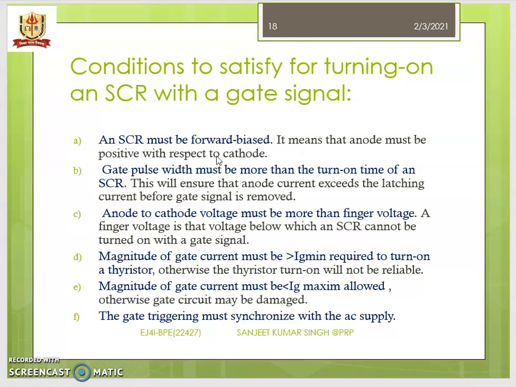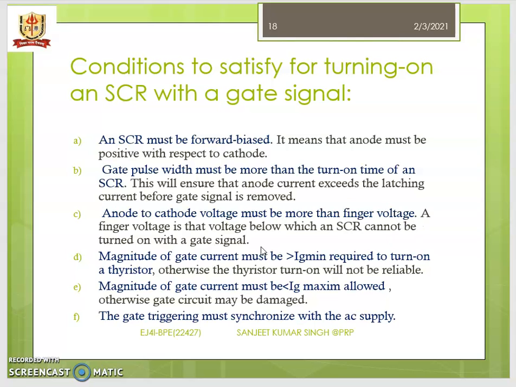Before that, we will see what are the conditions that must be satisfied in order to use the gate signal for turning on SCR. First and foremost is to make SCR forward biased. For that, anode should be positive with respect to cathode. Secondly, the gate pulse width must be more than the turn on time of an SCR. That will ensure that the latching current is reached, and even though gate signal has been removed, it remains in the on state.